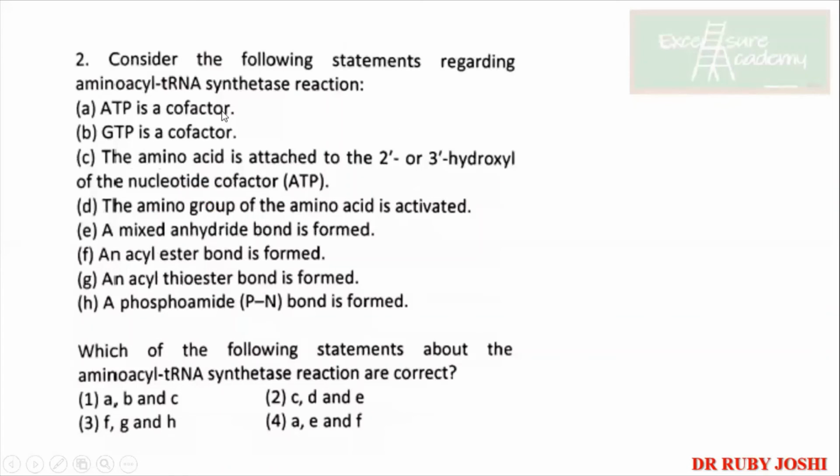Okay, again, it's all about amino acyl tRNA synthetase reaction. Consider the following statements. So these many statements are given. Now you need to find which all statements are correct about the amino acyl tRNA synthetase. Okay, again. So what do you think? What about A and B? कौन सा सही है इसमें से? A correct. B आपका गलत है.